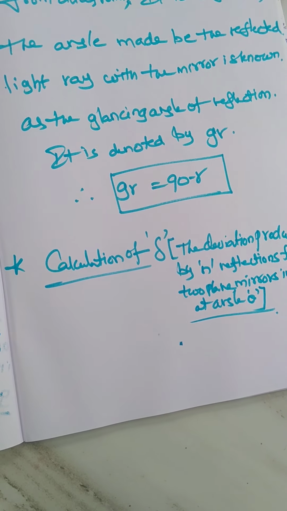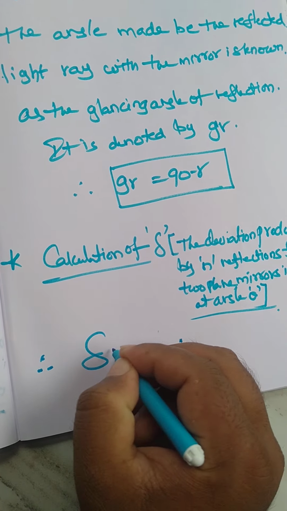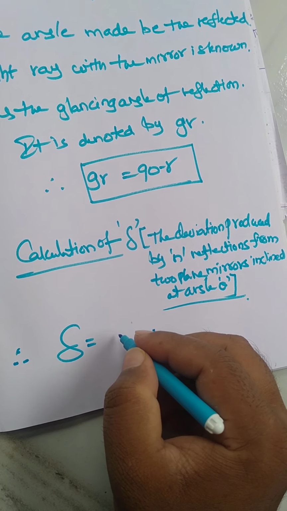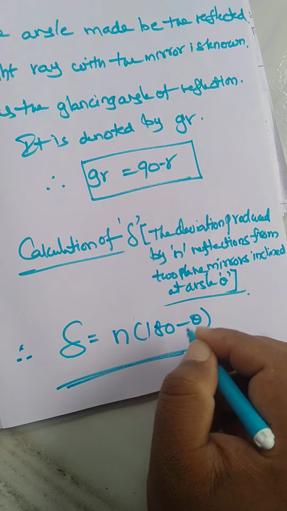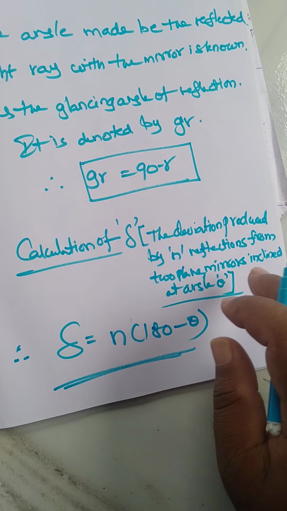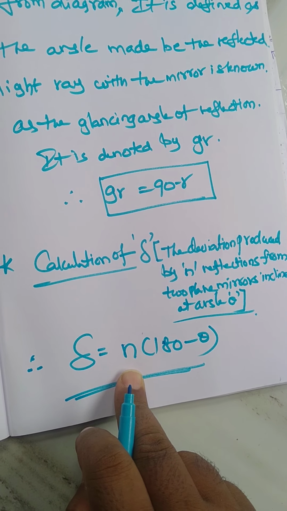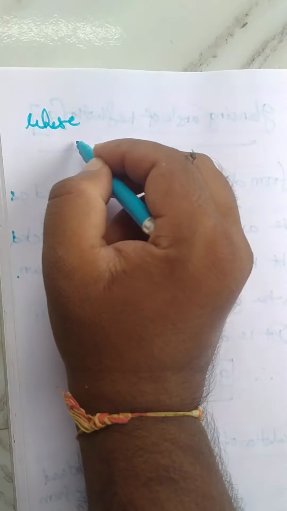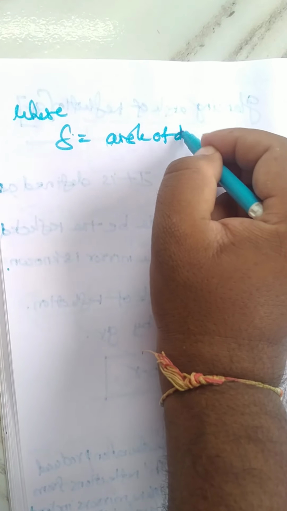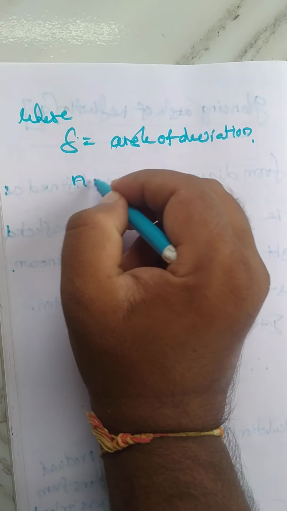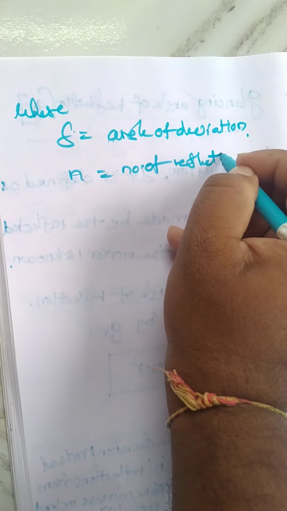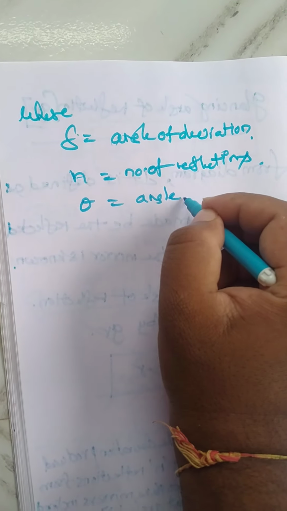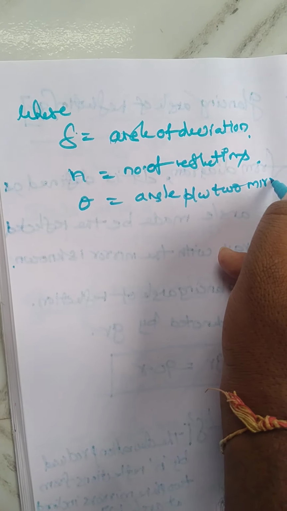It is a direct formula. You can write: the deviation produced by n reflections from two plane mirrors inclined at angle theta is given by delta equal to n into 180 minus theta, where delta is the angle of deviation, n is the number of reflections, and theta is the angle between the two mirrors.